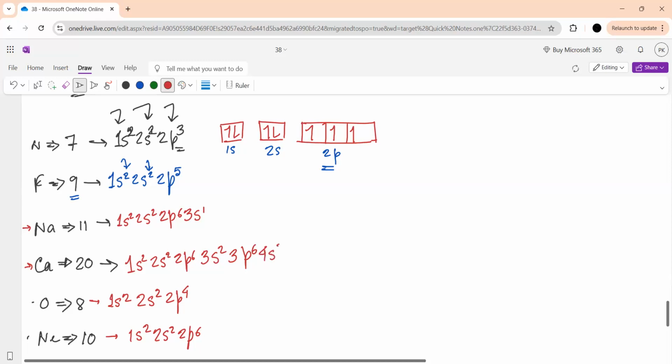Okay, good. Now do for these. Calcium we have done. Scandium, which is 21, then titanium, which is 22, then vanadium, 23. Do for these three.